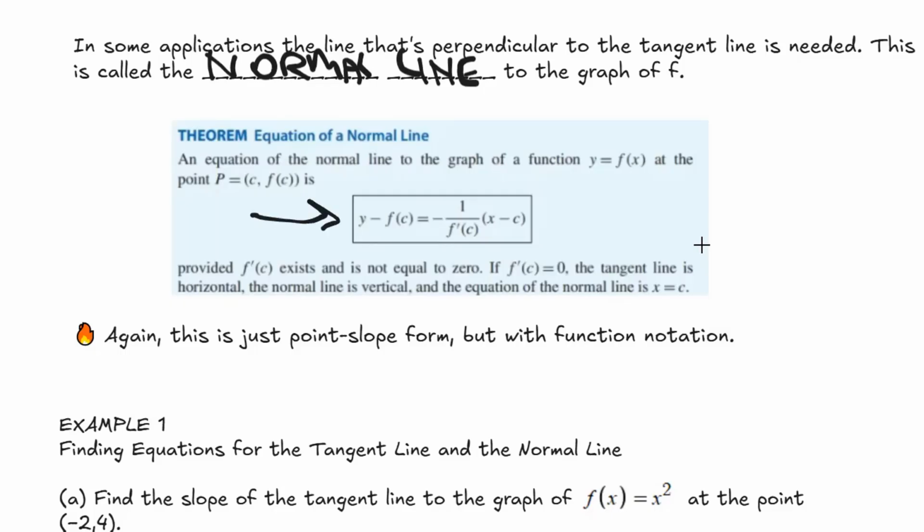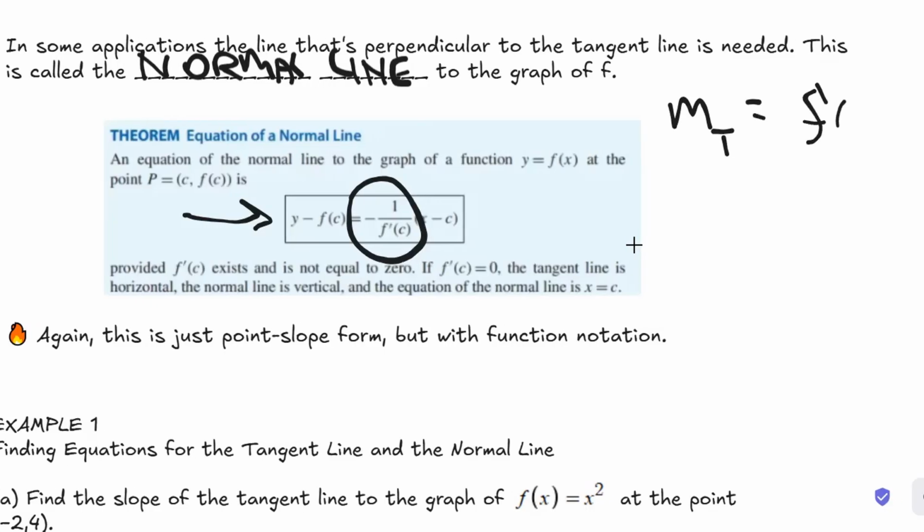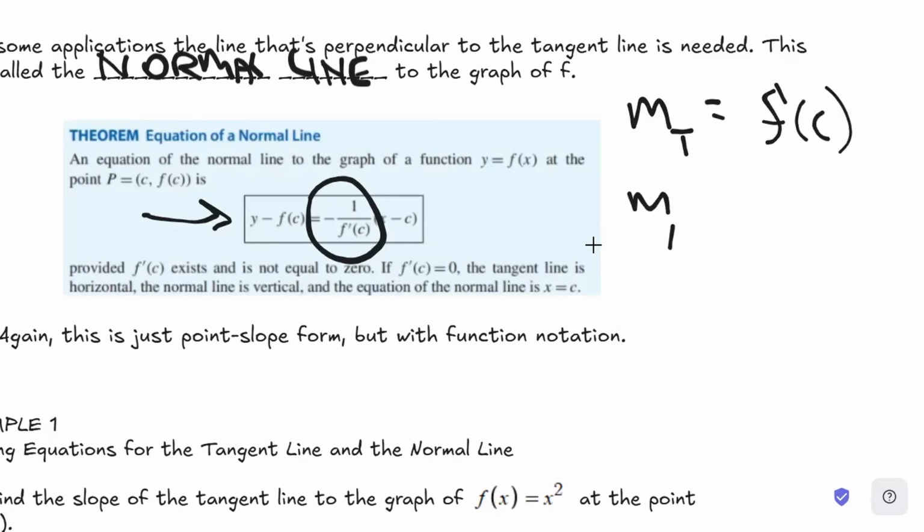The normal line is just perpendicular, and so the slope of a line perpendicular to another line is just the opposite reciprocal. So in particular, if we look at this -1 over f prime of c, remember the slope of the tangent line was f prime of c, so the slope of the normal line is just the opposite and the reciprocal.